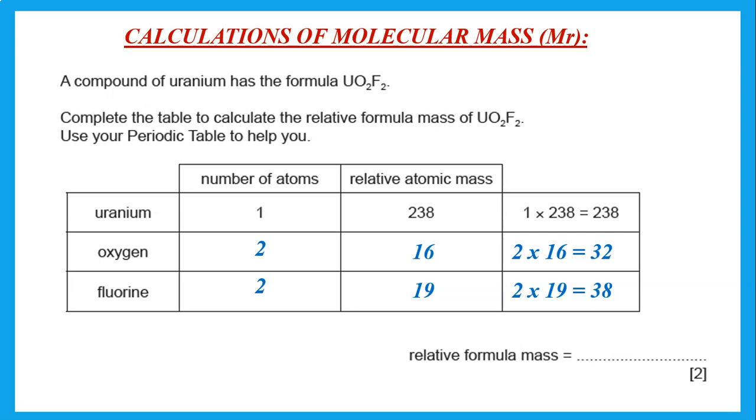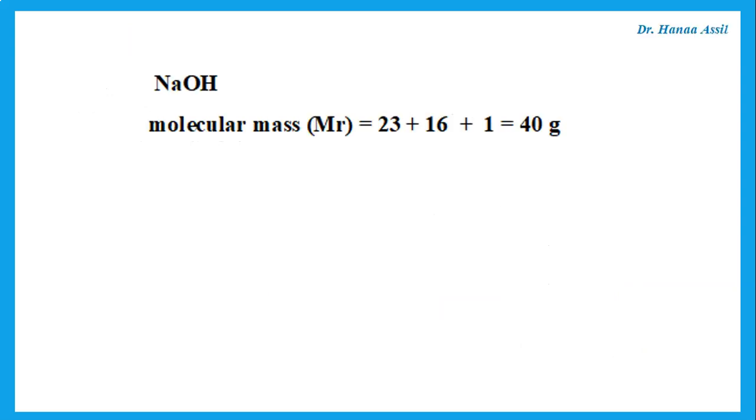Now, the total molecular mass or formula mass of the compound is just the addition of all of these: 238 plus 32 plus 38. So this is the overall molecular mass or formula mass of the molecule.